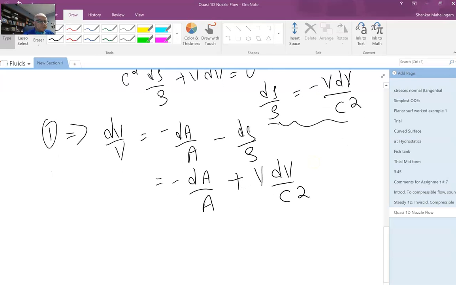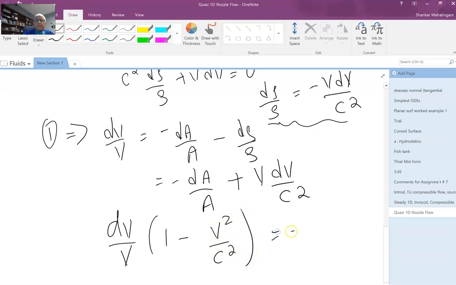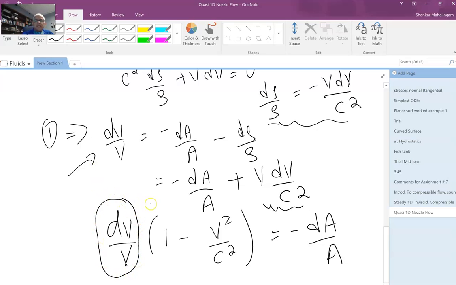So from here, I got dv over v times 1 minus v squared over c squared equals minus dA over A. So what I've done is I've taken this term v dv divided by c squared to the left hand side of this equation along with the dv over v. So I've factored out the dv over v times 1, which is how I get this term.